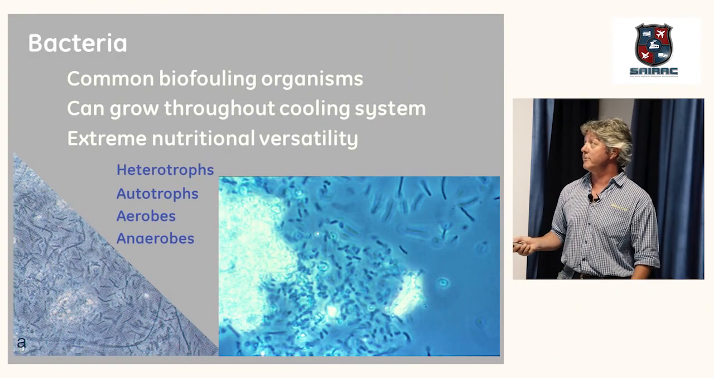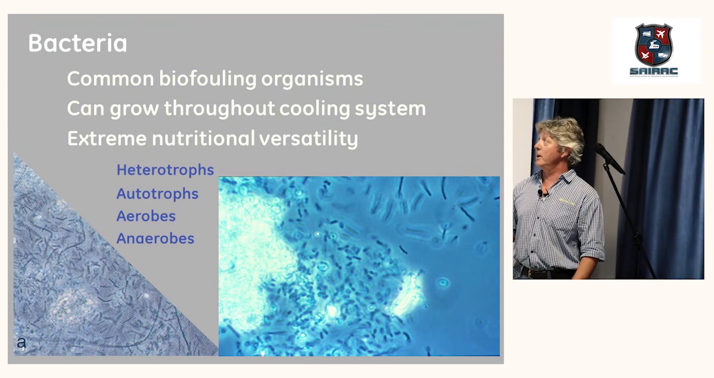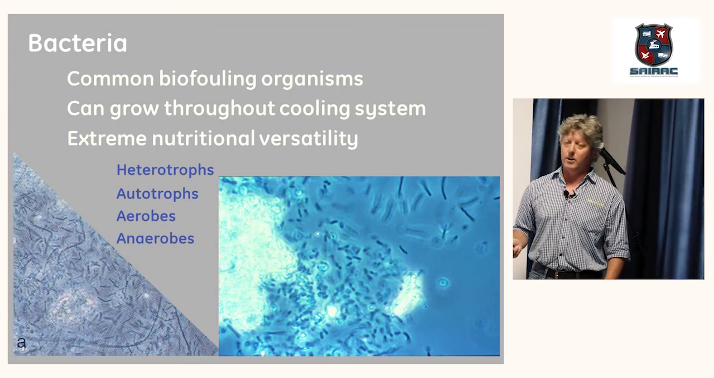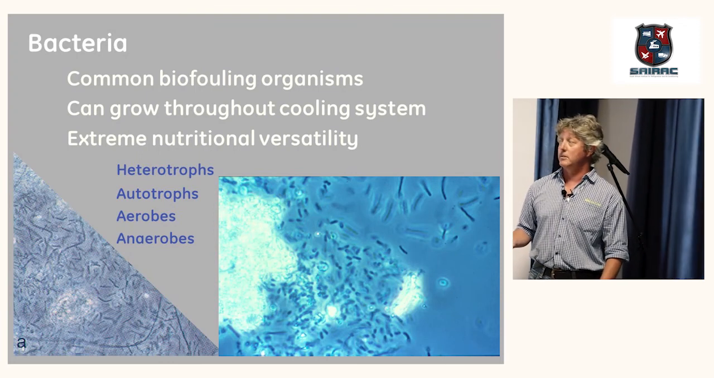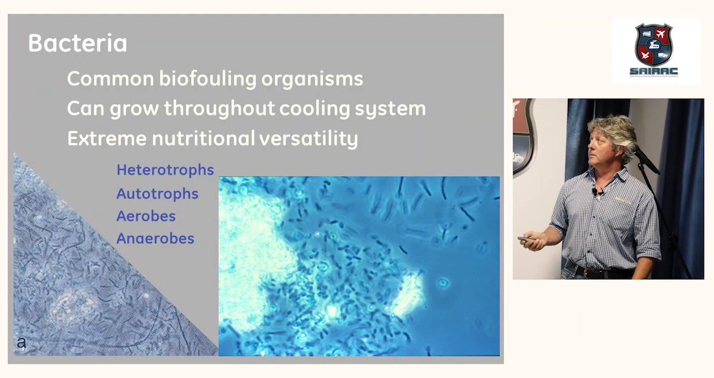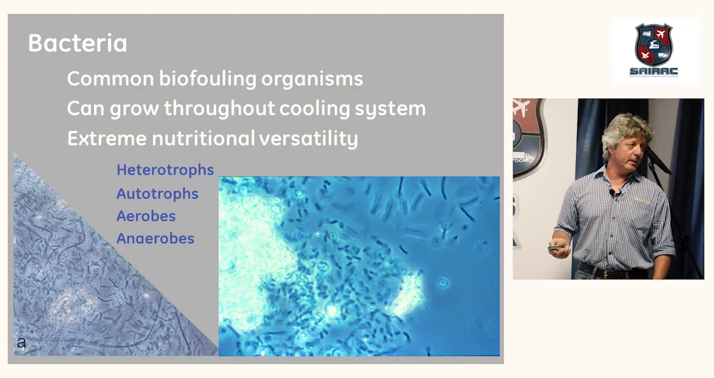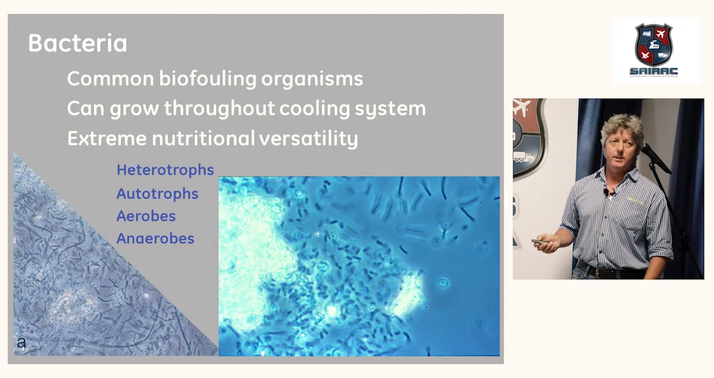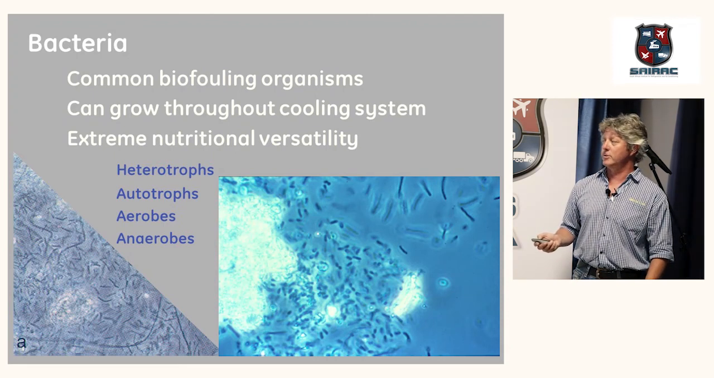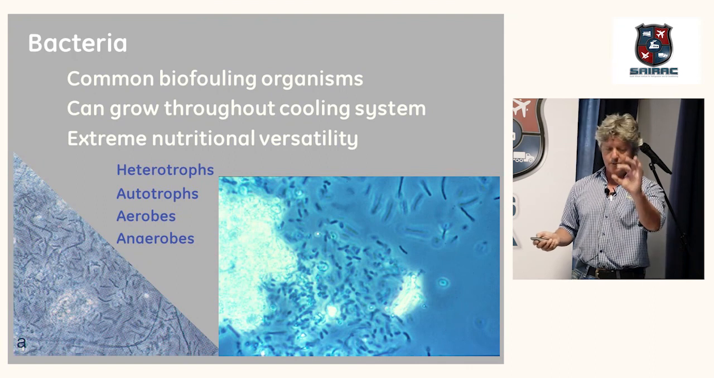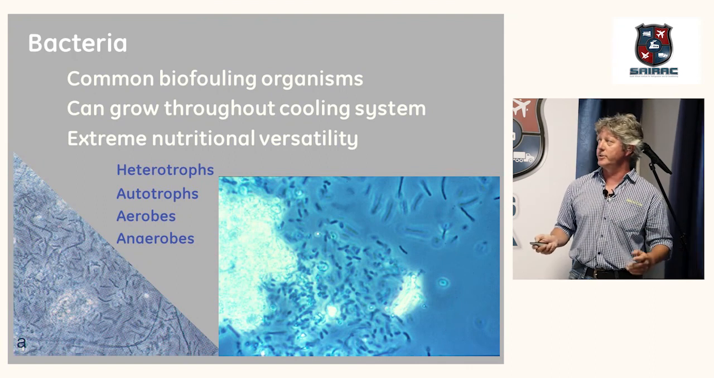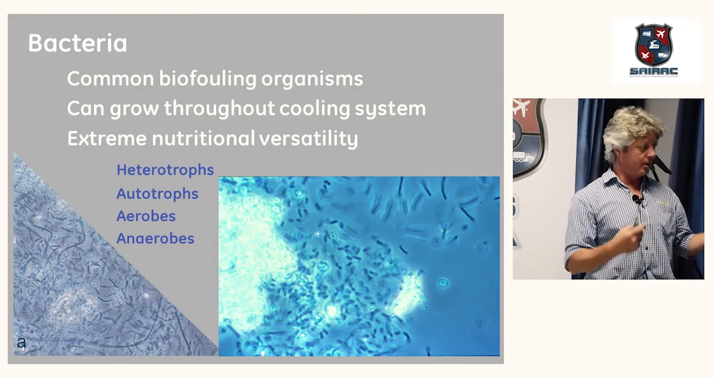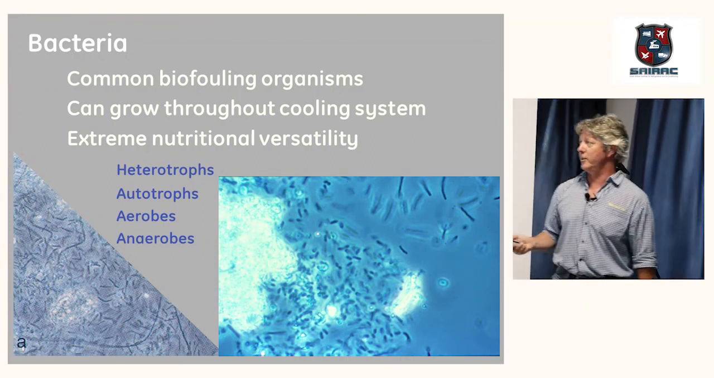Okay, bacteria itself, common biofouling organisms, can grow throughout the cooling system, doesn't matter where, high flow, low flow areas. Extreme nutritional versatility, they can basically eat anything or metabolize anything. You get heterotrophs, they eat basically anything. You get autotrophs, they are specific nutrients. Aerobes need oxygen for them to grow, that's aerobes, and then you get your anaerobes.